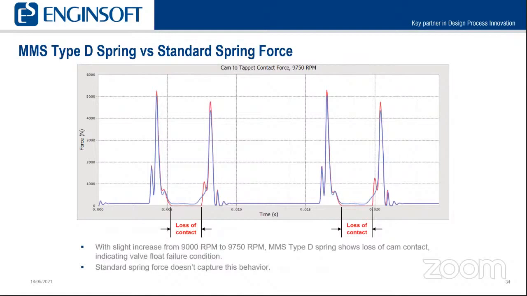As we increase slightly from 9,000 RPM to 9,750 RPM, the MMS multi-mass spring type D spring shows a complete loss of contact, which again indicates a valve float failure condition. That's shown in the plot here, where the contact force goes all the way down to 0. And once again, the standard spring force does not capture this behavior.